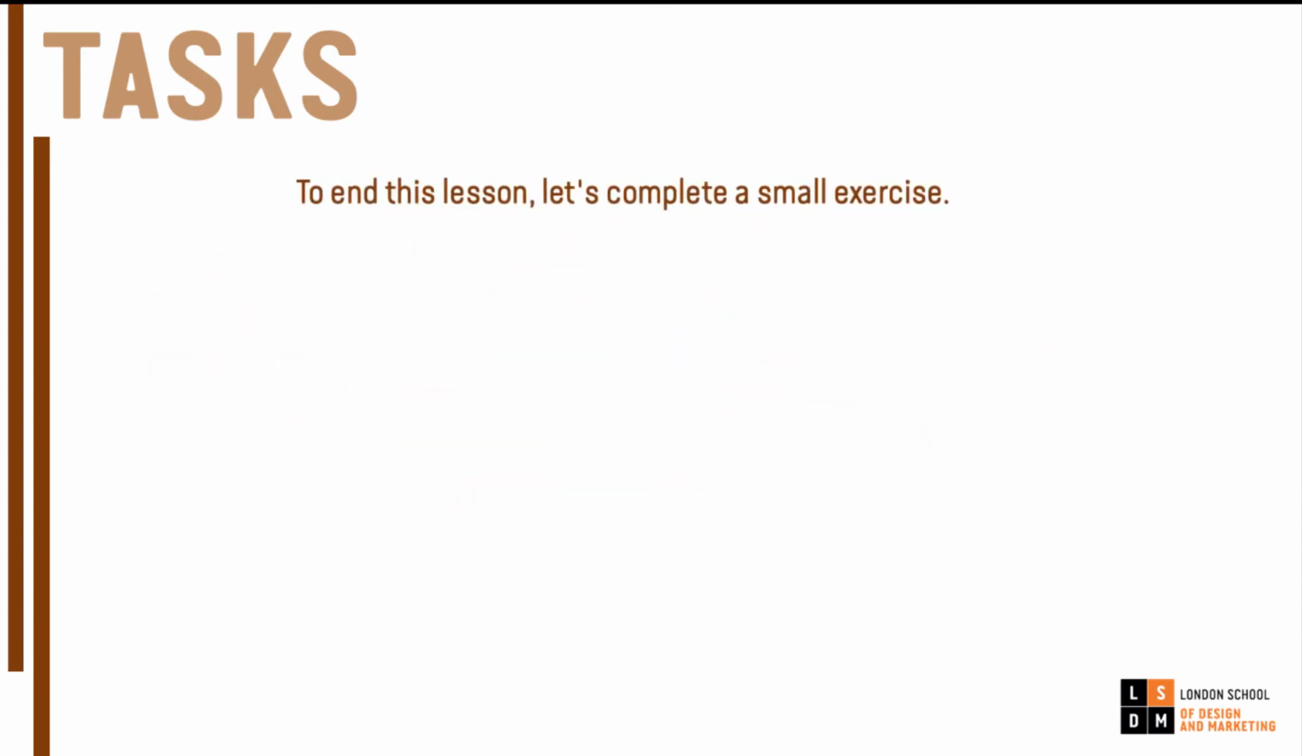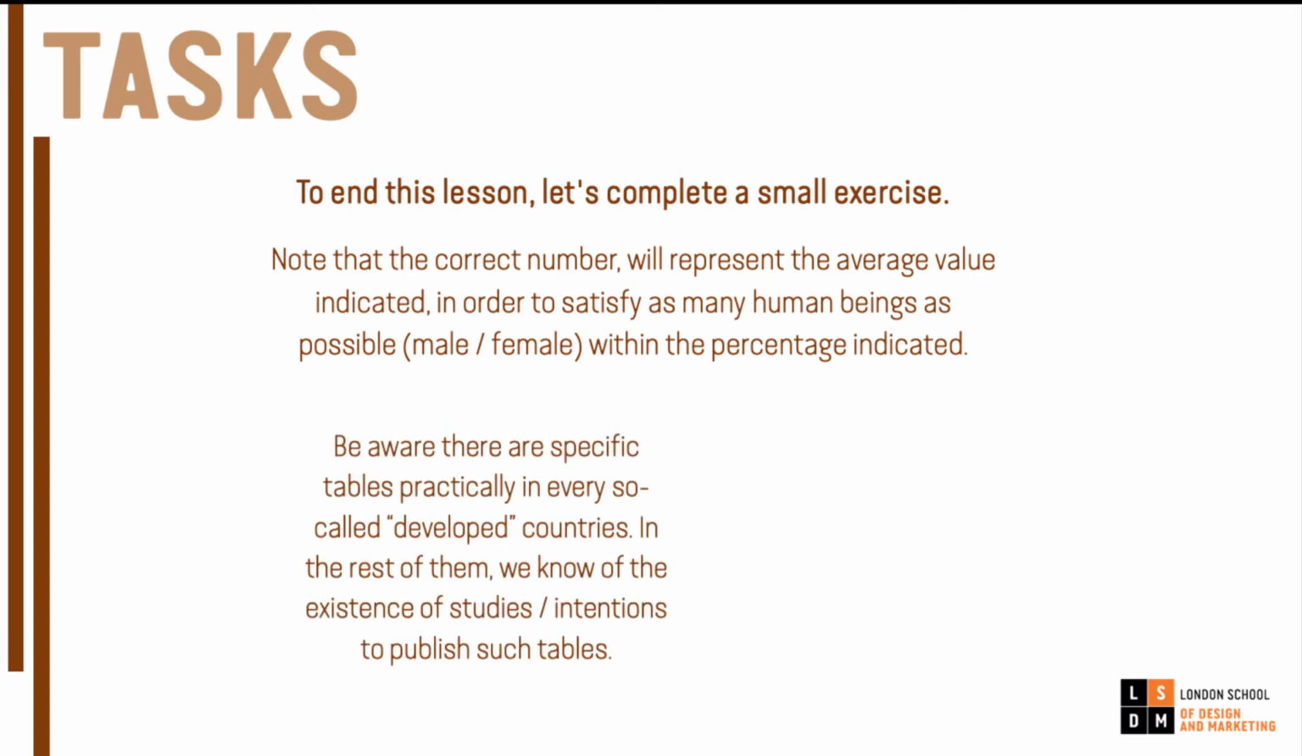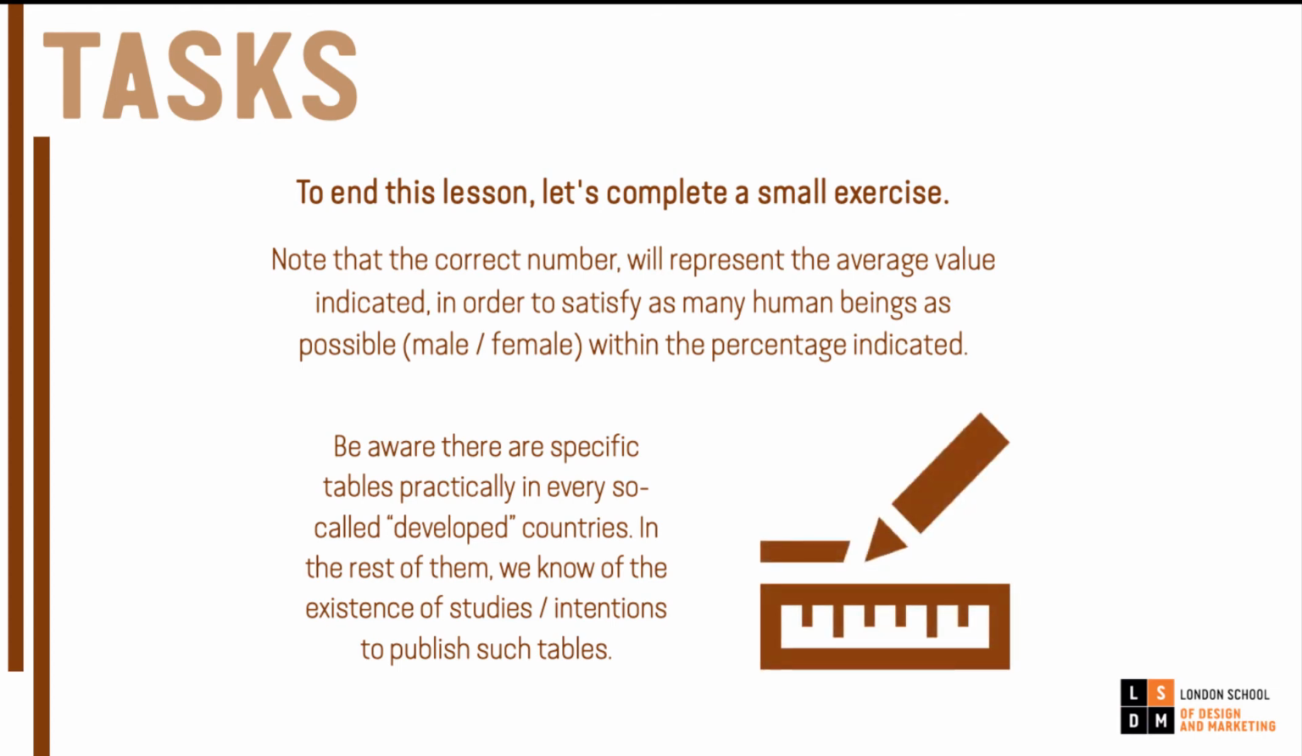To end this lesson, let's complete a small exercise. Note that the correct number will represent the average value indicated, in order to satisfy as many human beings as possible, male, female, within the percentage indicated. Be aware there are specific tables practically in every so-called developed country. In the rest of them, we know of the existence of studies, intentions to publish such tables.